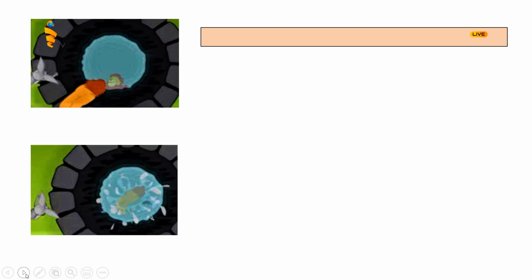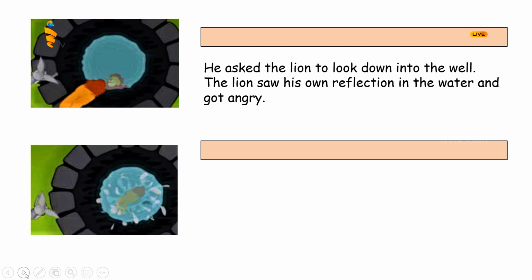And can you fill up this slot with words and phrases related to the picture? I hope you will write words and phrases related to the picture. So, these are my sentences. He asked the lion to look down into the well. The lion saw his own reflection in the water and got angry. At once, he jumped into the well and drowned.